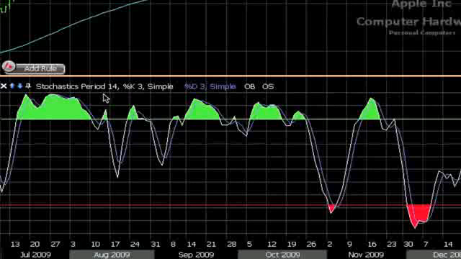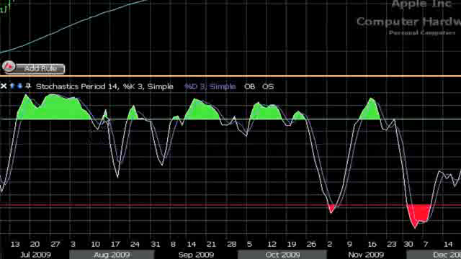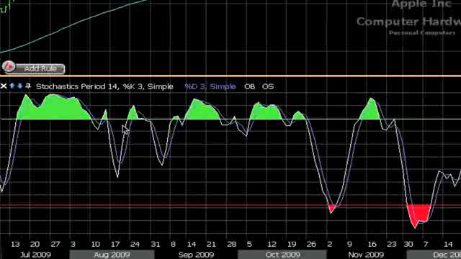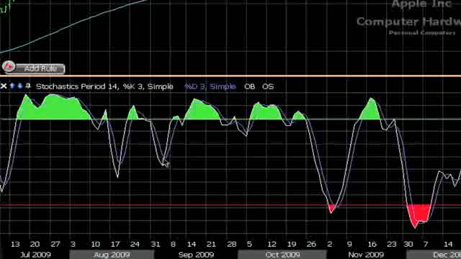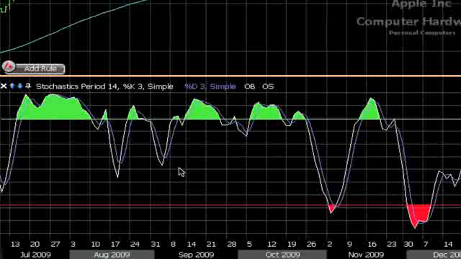So the stochastic line, also called the %K, is the white one here. And the trigger line, also called %D, is the purple line. The signal occurs when we have a crossover. Of course, the settings are entirely up to the trader.